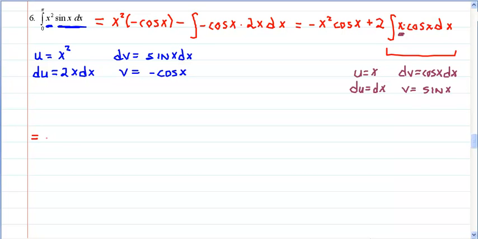So when I write this out, I have to keep that minus x squared cosine x, that was my original u times v, and then plus 2, and now the purple u's, v's, du's, and dv's get substituted into the integration by parts formula again. So now I have a new u times v, x times the sine of x, and then minus the integral of v du, which is the integral of sine x dx. And keep in mind that this is a definite integral, so we have to include 0 to pi.